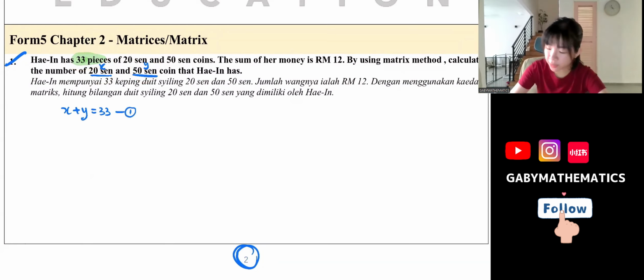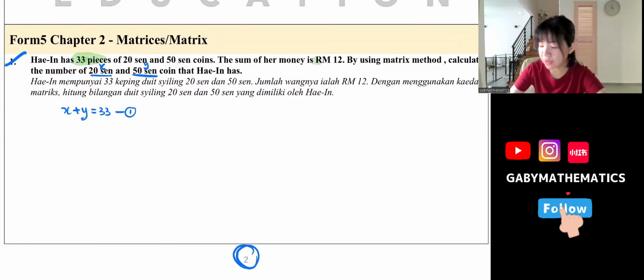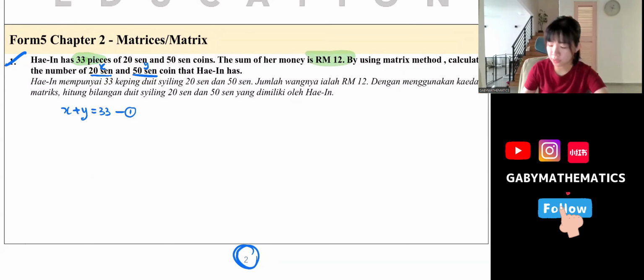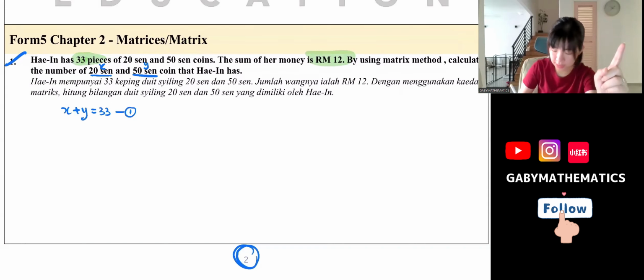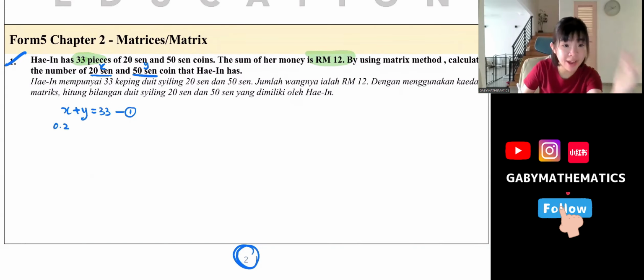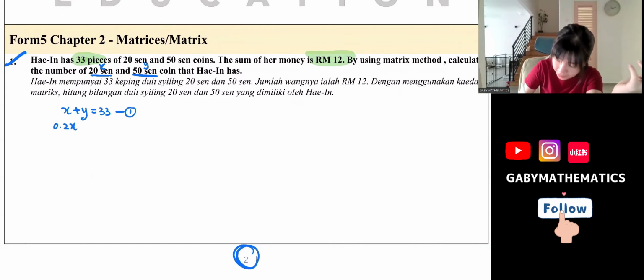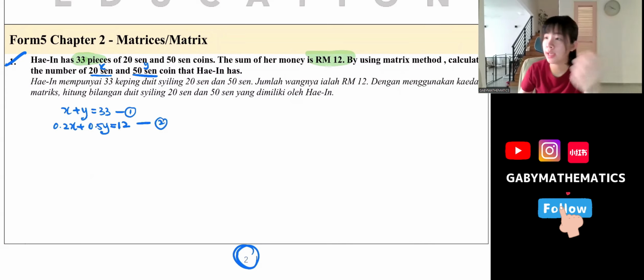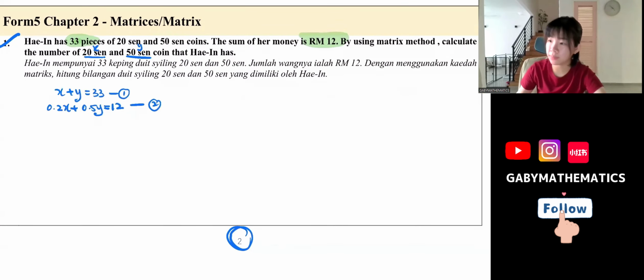So the second equation must involve the money value, 12 ringgit. So what is the second equation? We have X number of 20 cent coins. 20 cent is 0.2, the value is 0.2. So 0.2X plus 0.5Y equals 12 ringgit. So this is equation 2. Okay, then we use the matrix method to do it.